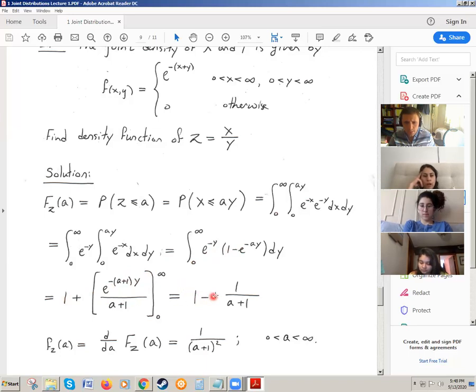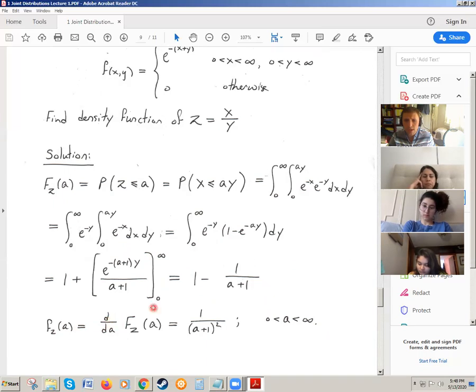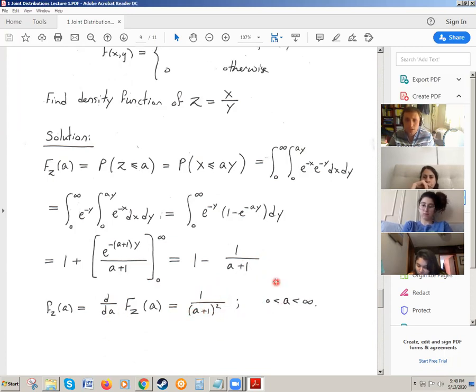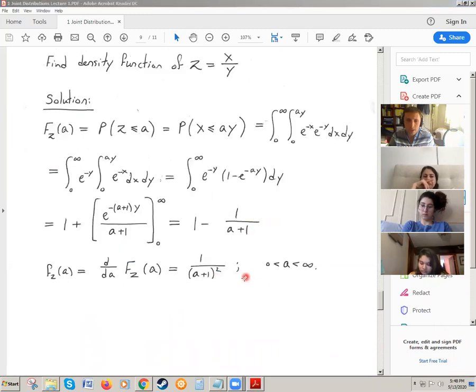So we get 1 minus 1 over a plus 1 as my cumulative distribution, where a starts from 0 and goes all the way to infinity. So then I differentiate with respect to a, and when I differentiate with respect to a, I get 1 over a plus 1 squared. So that's my density function. Good? So I hope many of you obtained the same solution. It's pretty simple.